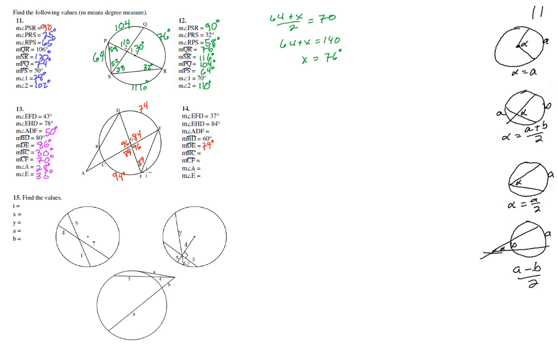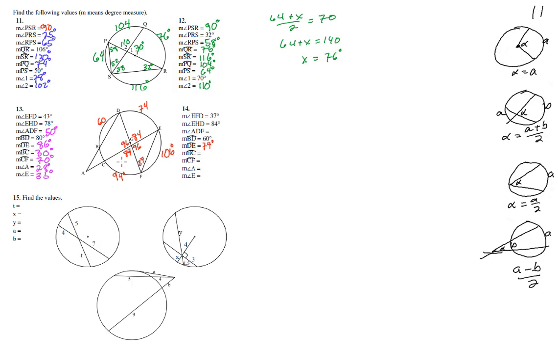Good. Let me see, what else do we know? We know the arc BD is a 60. Okay, so if this is 74, this has got to be 106. Okay, so far, so good.